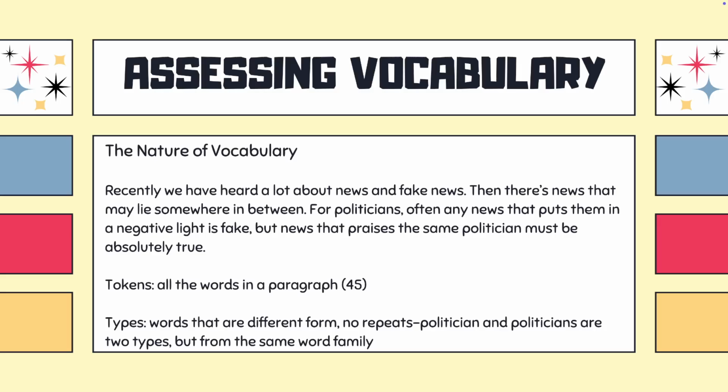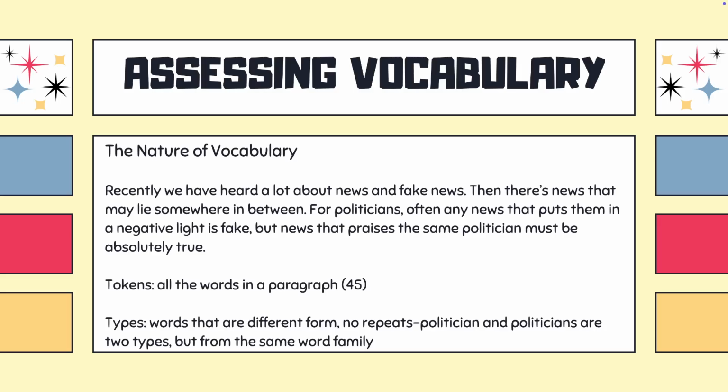Okay, and the first two terms on this page are tokens and types. If you ever go to grad school and you really dive deep on vocabulary learning, this is something that you will learn for sure. Maybe you already have in your undergrad studies. Okay, so tokens are all the words in a paragraph. I have an example paragraph up above about fake news. And then types. So types are words that are different in form, no repeats.